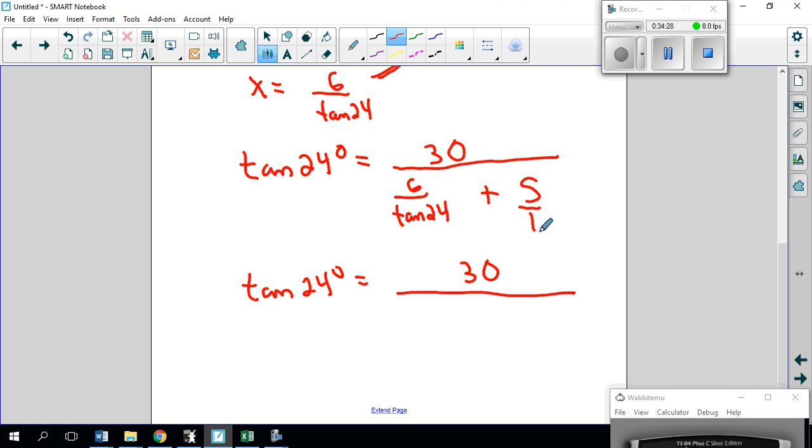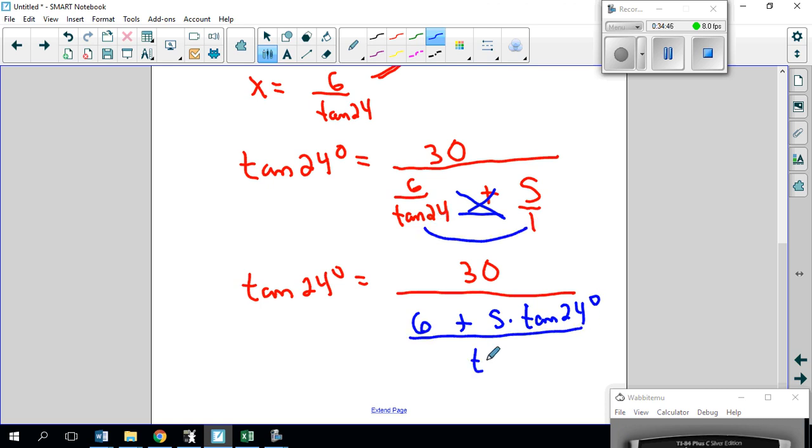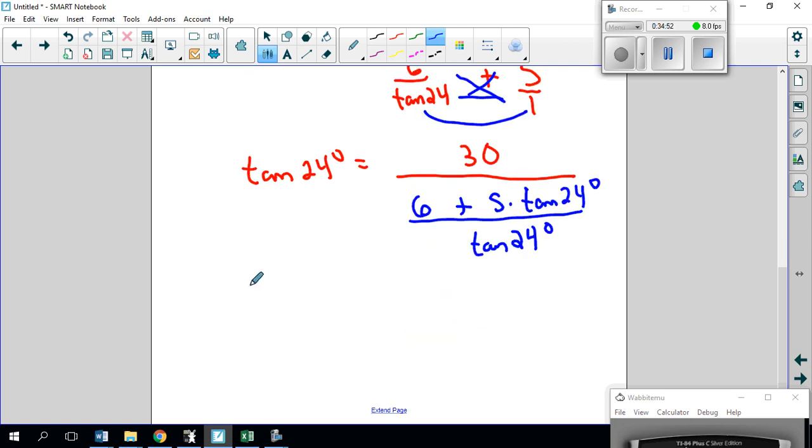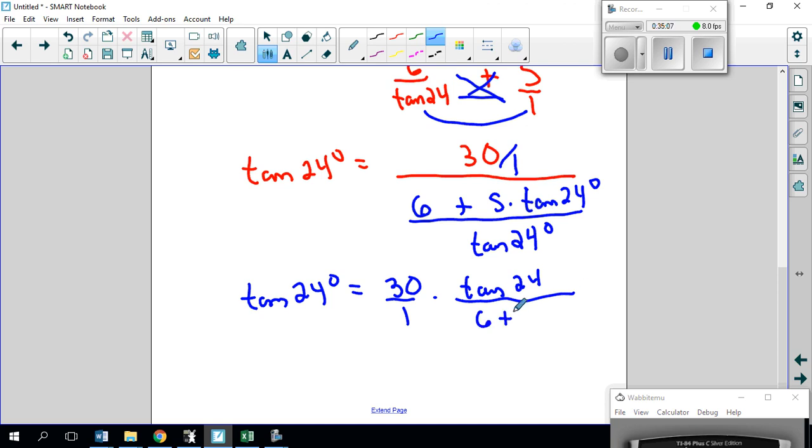Now, whenever I add fractions and it looks like this, I use the crisscross applesauce method that nobody ever taught you. So 6 times 1 plus s times tangent 24 all over this times this, which is just tangent 24 degrees. Now, I keep this the same, and I turn 30 into 30 over 1, and I copy dot flop. So I get 30 over 1 times tangent 24 over 6 plus s tangent 24.